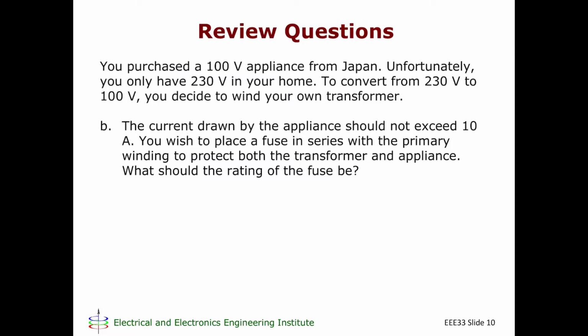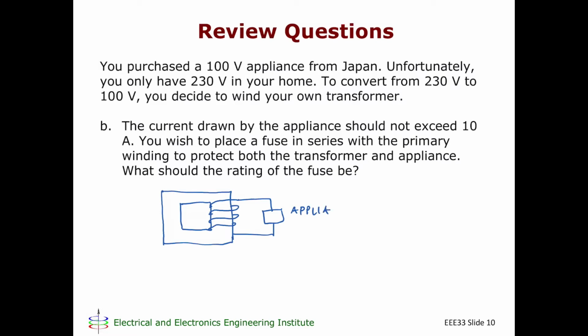So let's try to illustrate this situation. So we have a transformer. Your secondary is connected to an appliance. So you have a current I2 flowing through that appliance. Then you have a primary. This is connected to your source through a fuse. So this is a fuse. So this is I1. What you want to happen is, if I2 exceeds 10 amperes, you want the fuse to blow, thus disconnecting the source from the transformer.